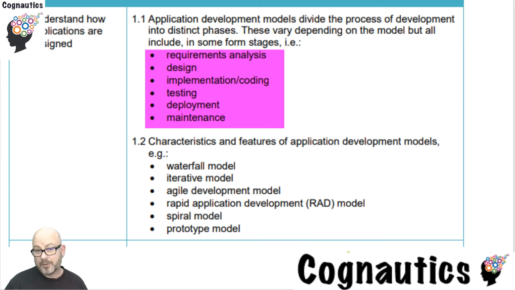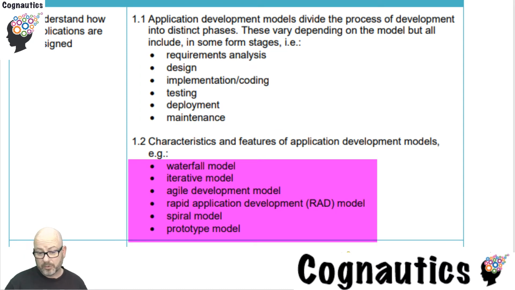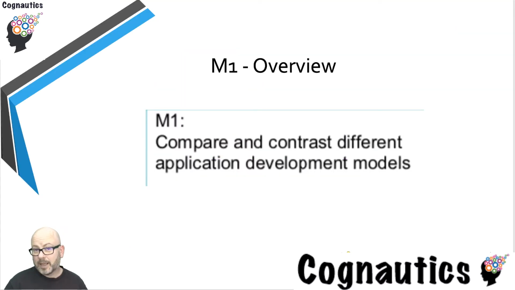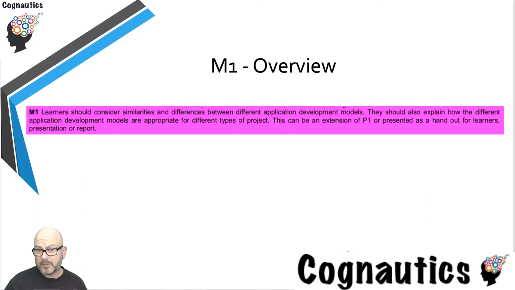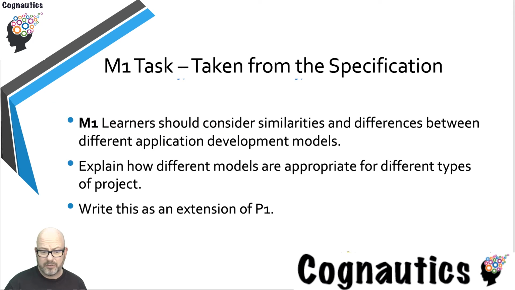So we've covered the different stages, and we've also covered a number of different development models that you can see at the bottom there. From that, let's look at what the overview for the M1 task is, and it's comparing and contrasting different application development models. This is as it appears in the specification, but I've broken this down so it's more digestible here. And let's look at this in more detail.